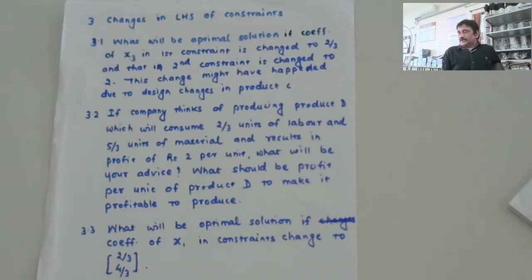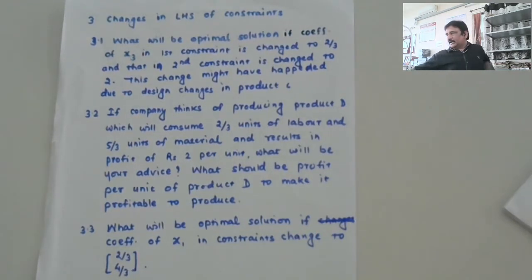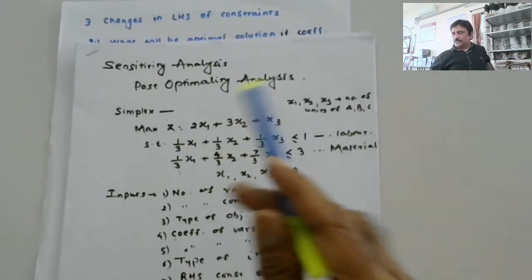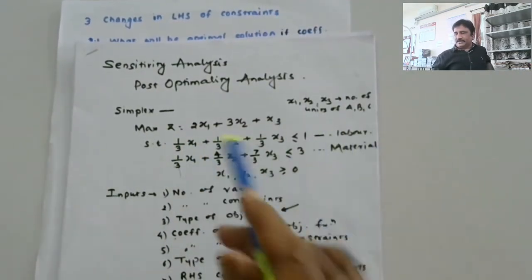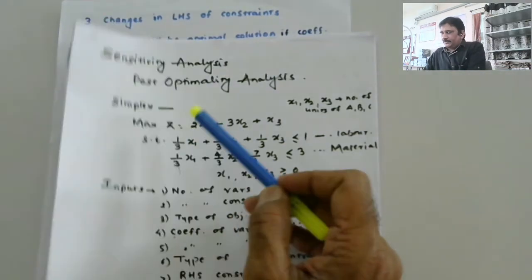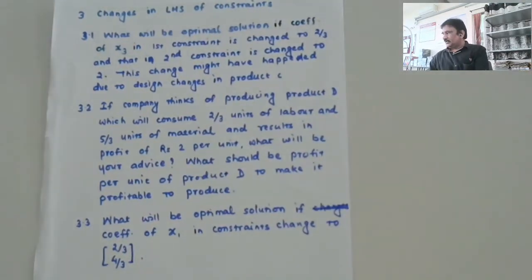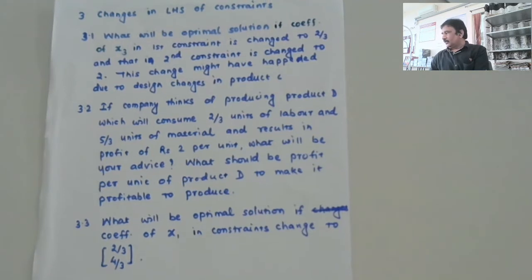Rightly. And then last question, what will be the optimal solution if the coefficient of x3 in constraints, x1 in constraint change to 2 by 3, 4 by 3? Right now these coefficients are 1 by 3, 1 by 3. If I change them to 2 by 3 and 4 by 3, what will be the optimal solution? So we'll be handling these questions one by one. All right. So here we go.